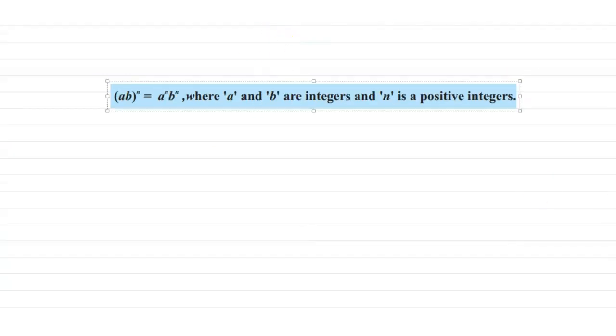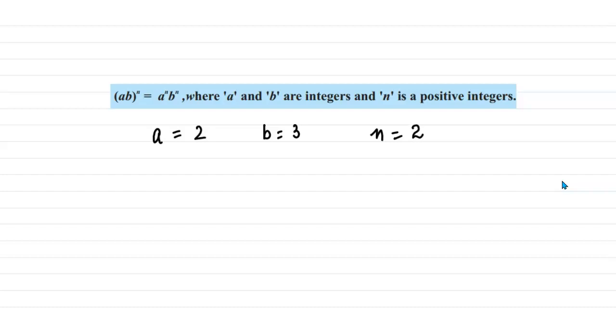Coming up next is the power rule of a product. So if we have a into b whole raised to power n, it means a raised to power n into b raised to power n, where a and b are integers and n is a positive integer. So let's verify. Let a be 2 and let b be 3 and let n be 2. So we have 2 times 3 and the whole is raised to power 2.